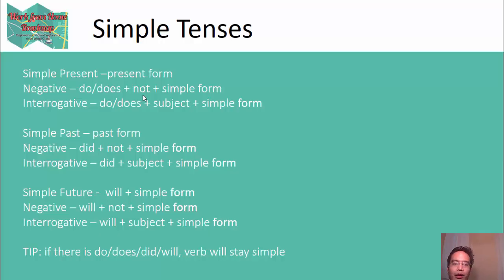For future tenses, if you're making a simple future tense sentence, use will plus the simple form of the verb. For negative statements in simple future tense, will plus not plus the simple form of the verb. And interrogative statements in the future tense, will plus the subject plus the simple form of the verb. So as an overall tip, if we are using do, does, did, or will, the verb will stay in the simple form, which ignores whether the subject is singular or plural.